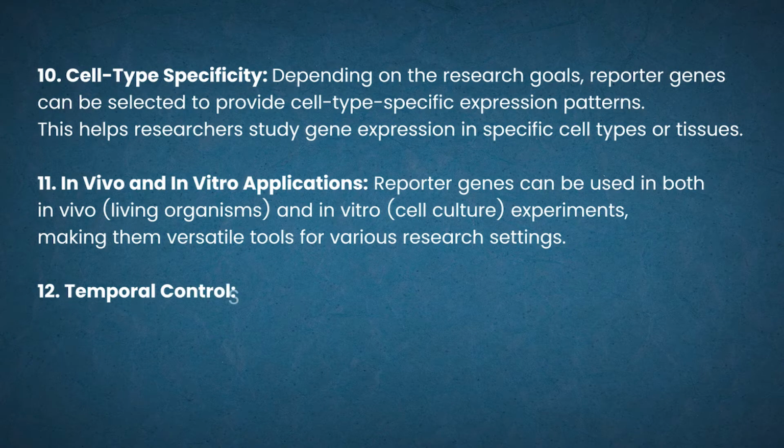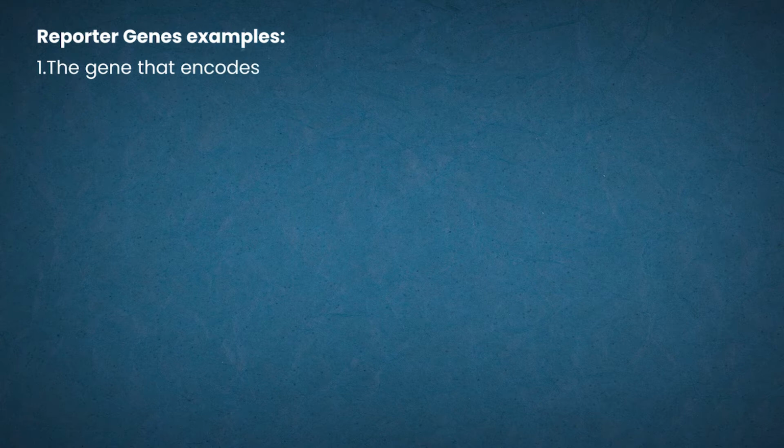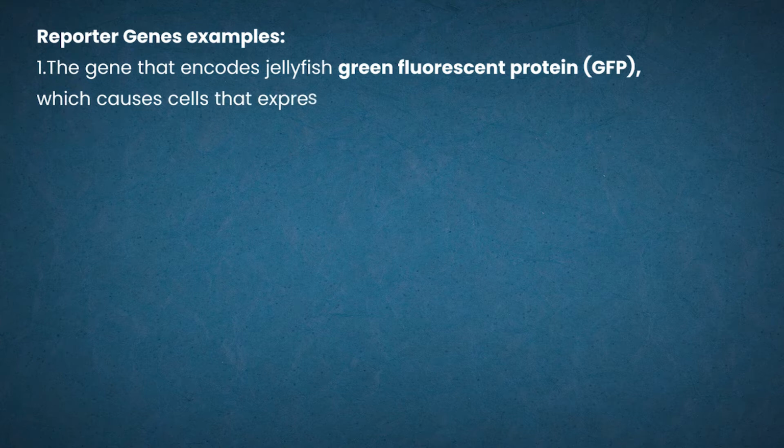Next is temporal control. Some reporter genes can be used to study temporal changes in gene expression by using inducible promoters or degradation signals. So, these were the key features of a typical reporter gene, or the things that have to be kept in mind when reporter genes are selected. Now we will talk about some common examples of reporter genes. The first is the gene that encodes jellyfish green fluorescent protein or GFP, which causes cells that express it to glow green under UV light.